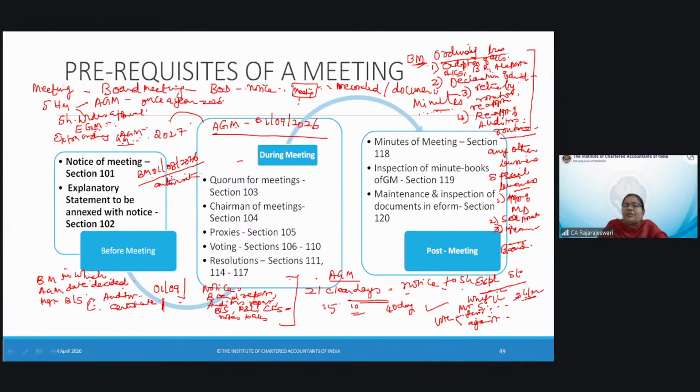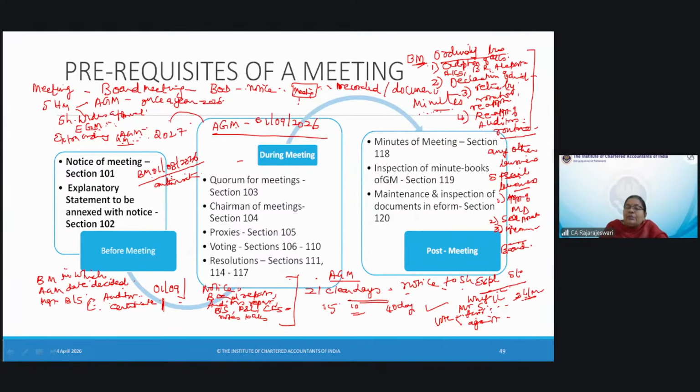But it is the duty of the board to specify. The business should be numbered consecutively. Suppose the ordinary business is only two, the adoption of accounts and reappointment of auditors. Only those two agenda items are there. Then your special business agenda will start from number 3. It is consecutive, so that way you can put it.